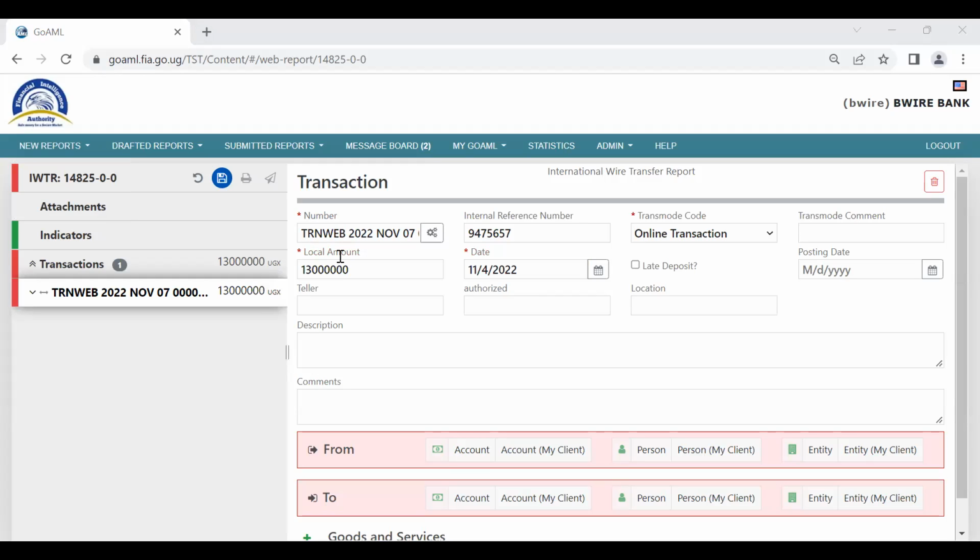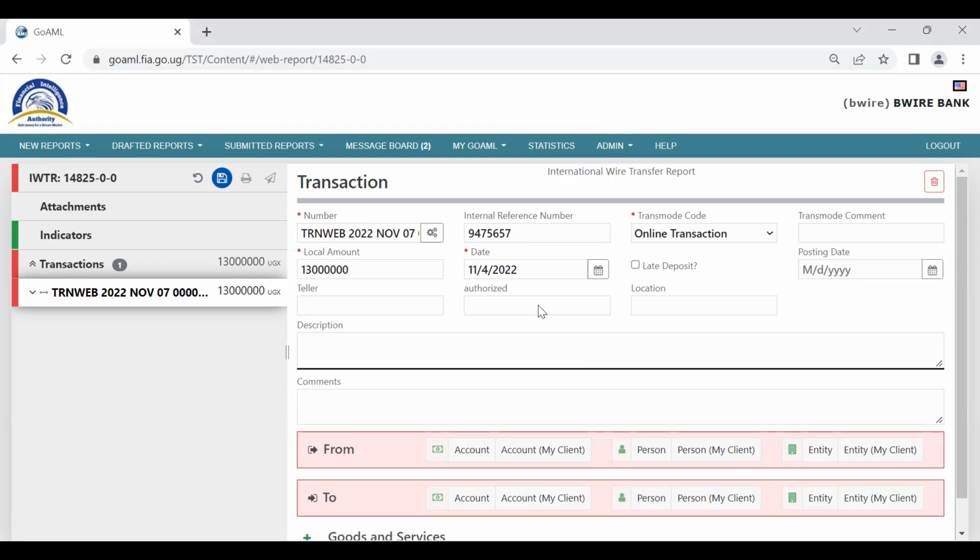Someone is asking, when do we file the WTR? Every Tuesday again, just like the large cash, every Tuesday you submit what happened between Monday and Sunday of the last week. So this Tuesday, we expect everything that happened last week, Monday to Sunday. And we are looking at transactions that are entering or leaving the country, money remittance. So that's the international wire transfer report.